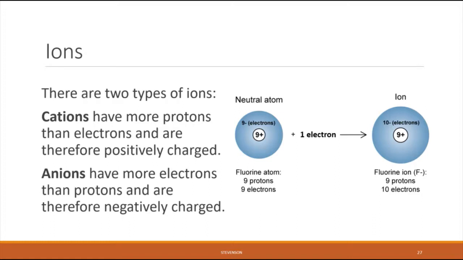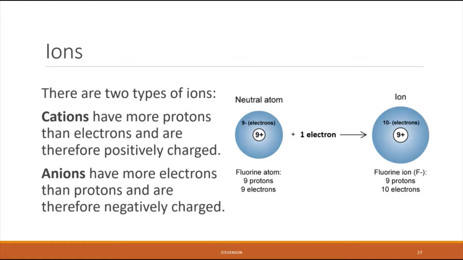An easy way to remember the distinction between cation and anion is if, like me, you like cats, then you can think that a cation is positively charged because cats are positive. And if you don't like cats, that won't help you, or maybe it will. Hopefully you can just remember it.